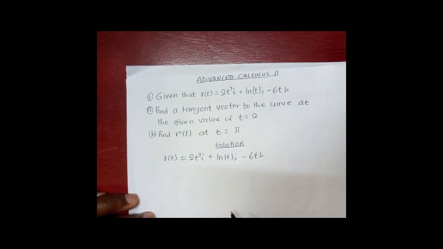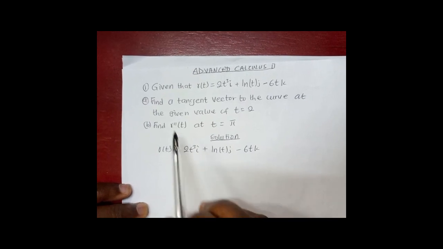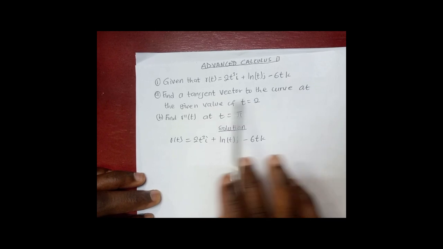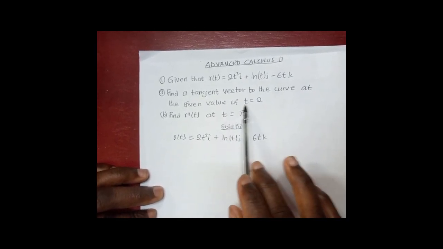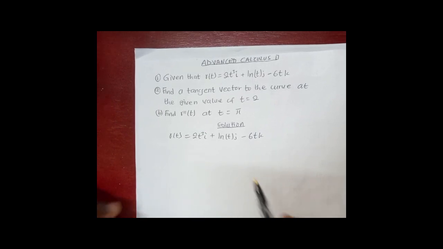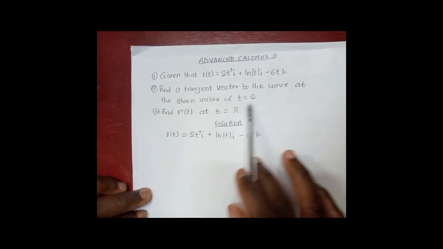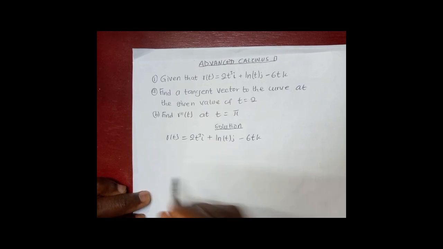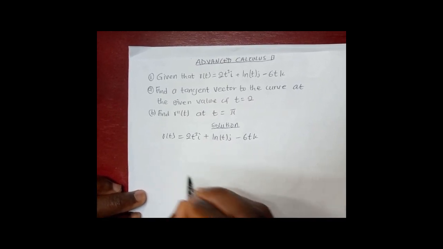Whenever you are asked to find a tangent vector to a given curve when a value, say t equal to 2, is given, your focus here is to find the first derivative. Then when you are done, you do the substitution. So let's go ahead and find the first derivative of this particular vector function.